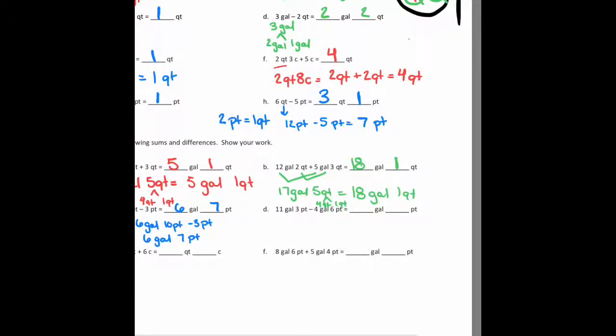Okay, let's look at D. Got 11 gallons and 3 pints minus 4 gallons and 6 pints. 11 minus 4 will give us 7 gallons.